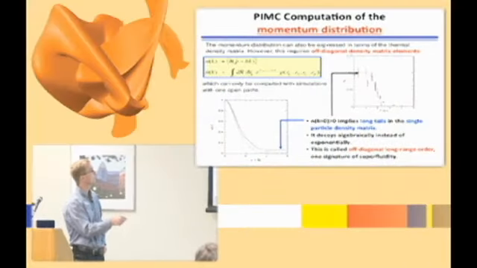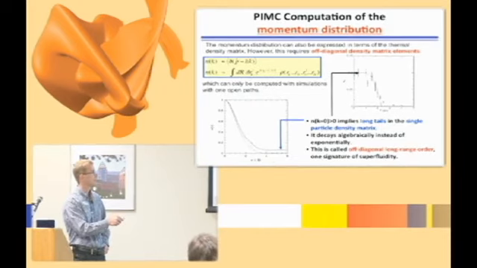We can calculate this with simulations with open paths. This is exactly your question. You would basically open one polymer, and you measure the distribution, how this end behaves, and you Fourier transform this, you get the momentum distribution. So it's done for bosons and fermions, and the result is normally that this path here goes to zero.